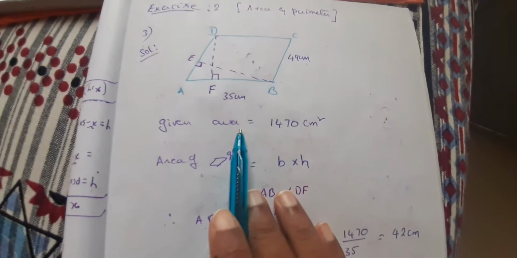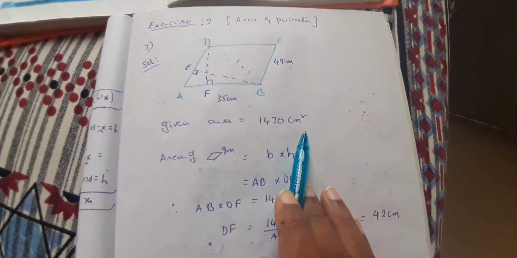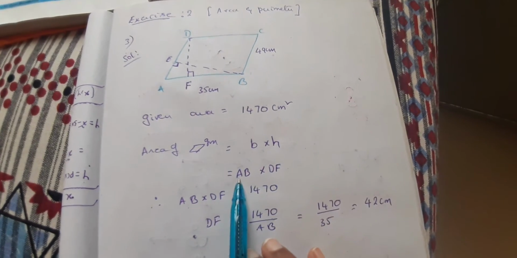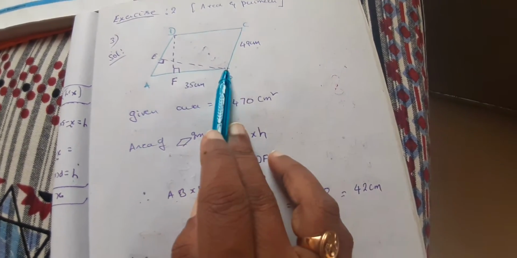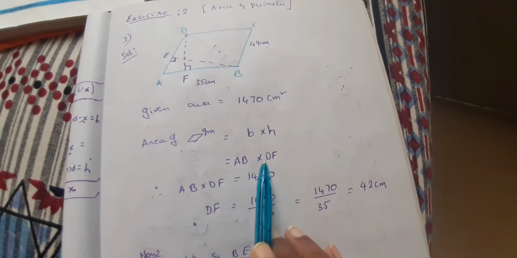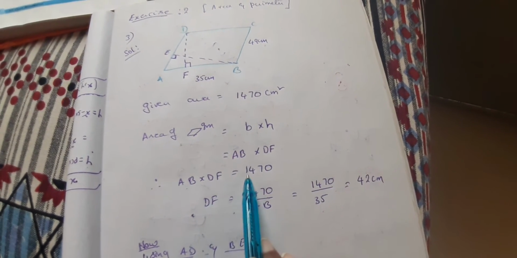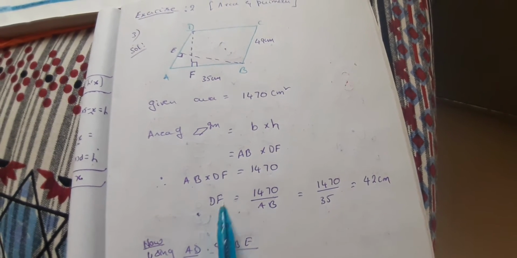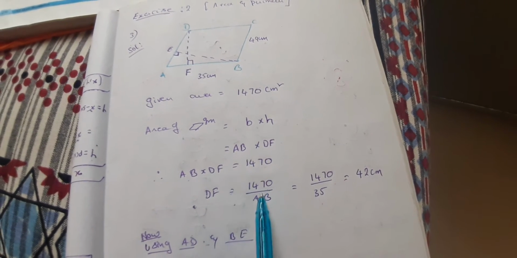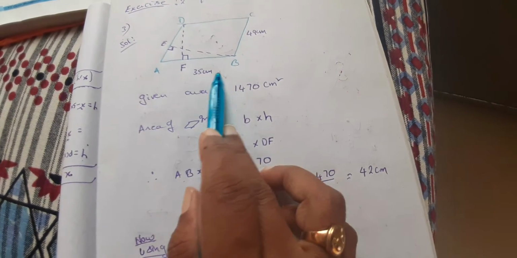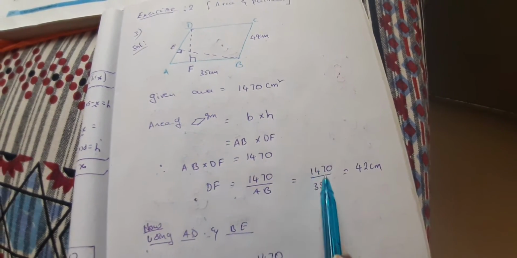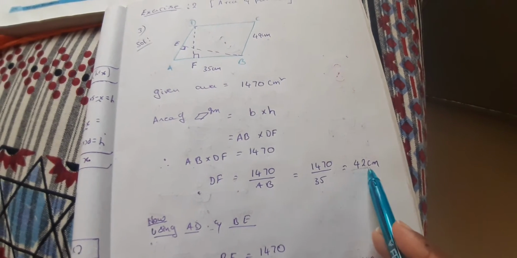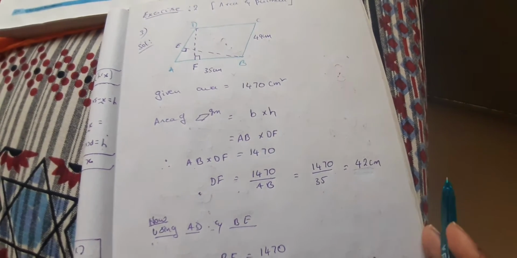Given area is equal to 1470 centimeter square. Area of parallelogram is equal to base into height. In this case we are taking AB as the base and DF as the height. Then AB into DF is equal to 1470. To find DF, cross multiply: DF is 1470 by AB. AB is 35 centimeter. 1470 by 35 is 42 centimeter. So we got one height, which is DF.